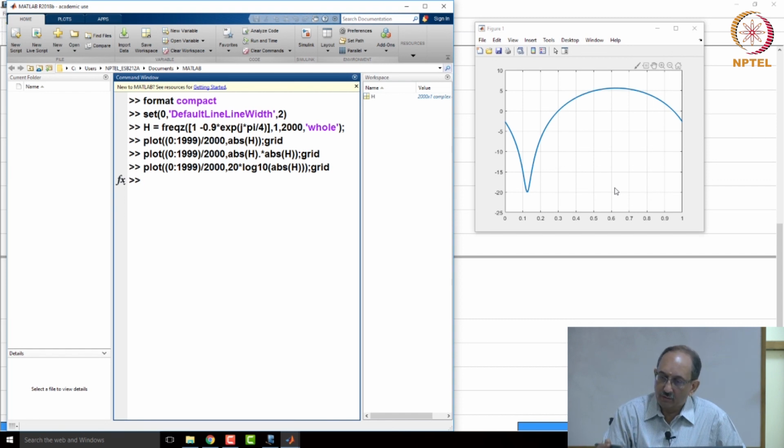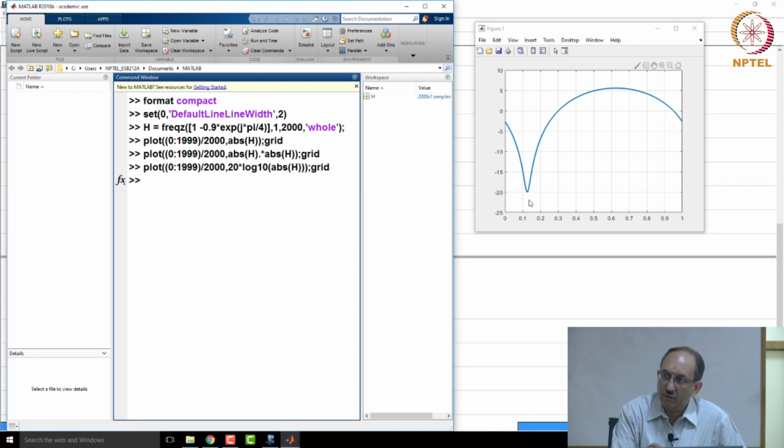And the angle is pi by 4. So pi by 4, when you divide by 2 pi, is 1 over 8, and 1 over 8 is 0.125. Therefore, you see here that this dip occurs exactly at 0.125, and this peak will occur at pi by 4 plus pi, that is, at 0.625. All right. Therefore, the locations of the peak and the valley are at expected places.